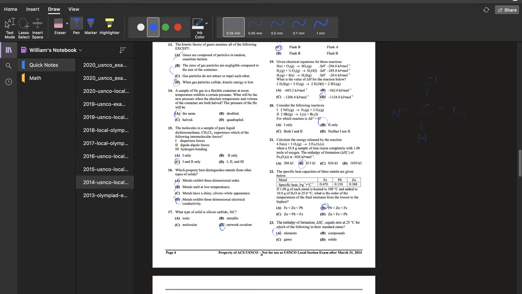Number 17, this is just digging into the memory banks. If you have silicon carbide, there's carborundum or some other weird name for it, but I just call it silicon carbide. Or you have silica, or silicon dioxide. These are the two poster children in the USNCO for covalent network solids.